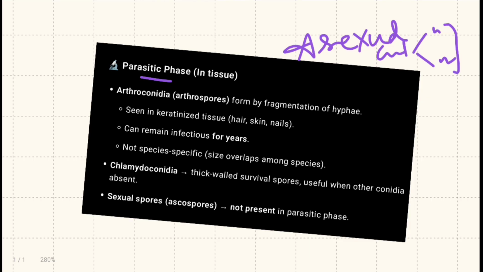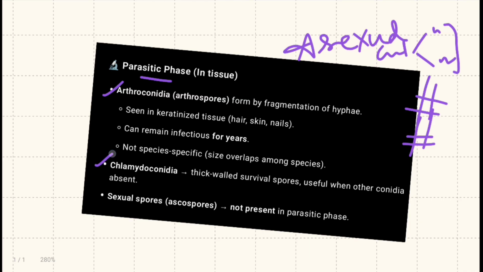A very important spore produced in the parasitic phase of the dermatophytes is arthroconidia, which is also known as arthrospore. Basically, this is produced from the fragmentation of the hypha. This fragmentation of the hypha will lead to the production of arthrospores, and these spores will be present in the keratinized tissues such as hair, skin, nails, and they remain viable for many years inside the tissues.